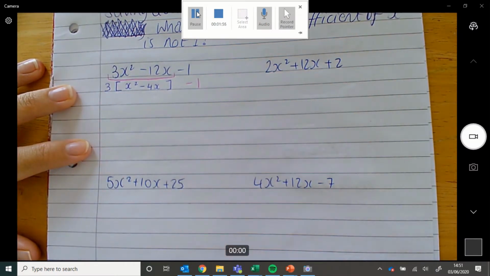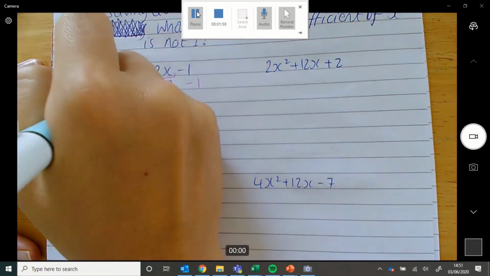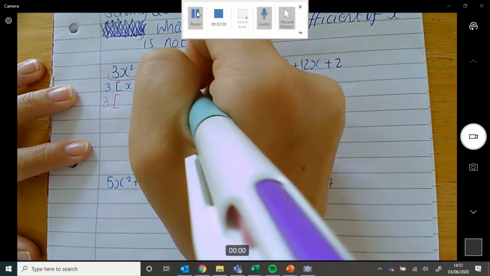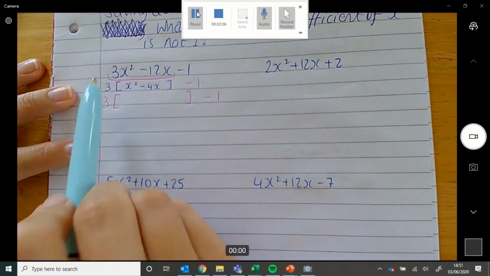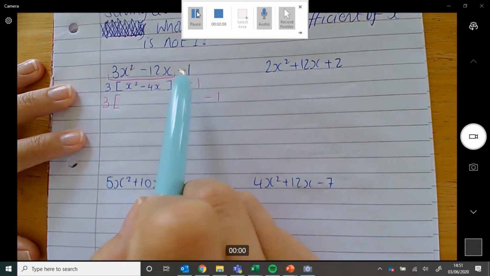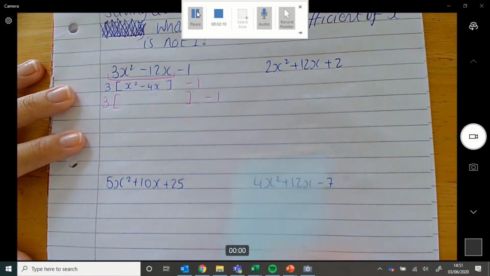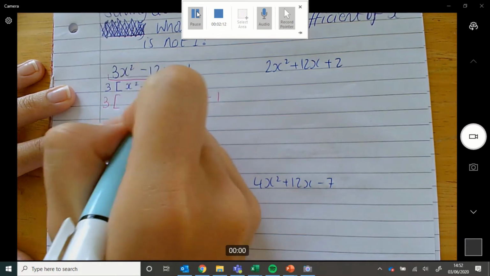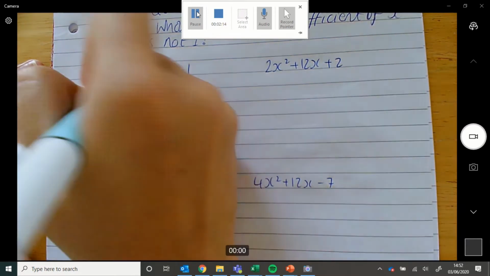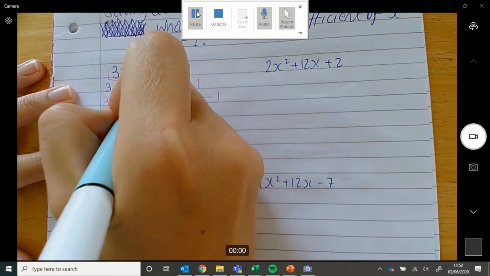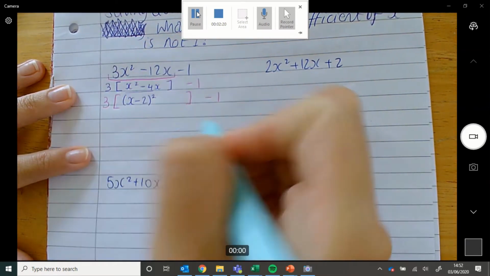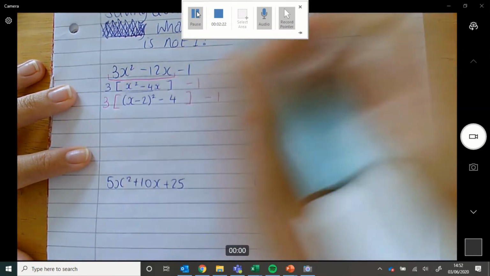So I'm going to, again, ignore certain parts of what I can see, and I'm just going to complete the square on what I can see there. So the 3 is now there but being ignored, and I've still got that minus 1 at the end. So I want to complete the square just on that x squared minus 4x. So just as I normally would, x squared minus 4x would be x minus 2 squared, take away 4.